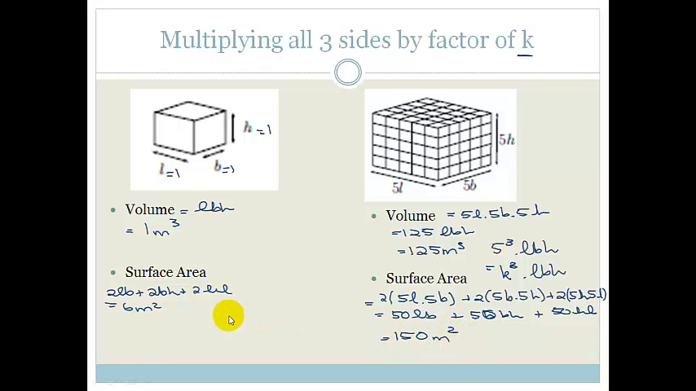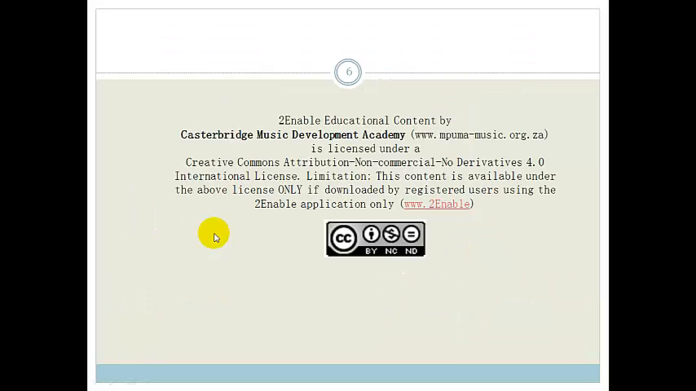So you can see there's no direct relationship between the surface areas when we increase the sizes by a certain factor, but with the volume, there is a definite relationship that we can work out. And that's grade 11s: multiplying sides by factors of k and how they affect the volume and the total surface area of a prism.